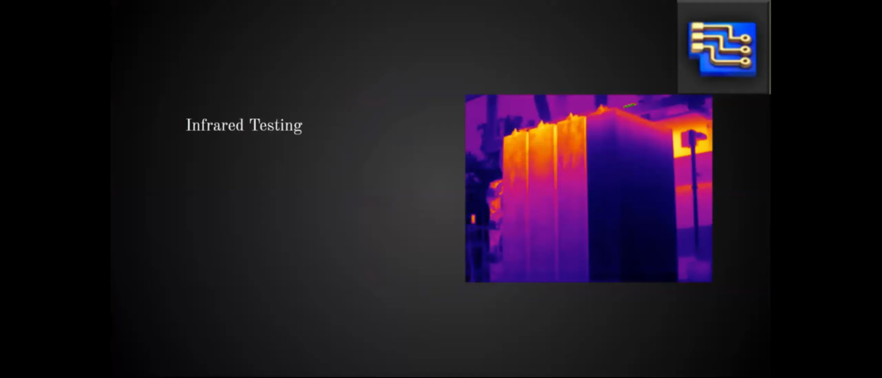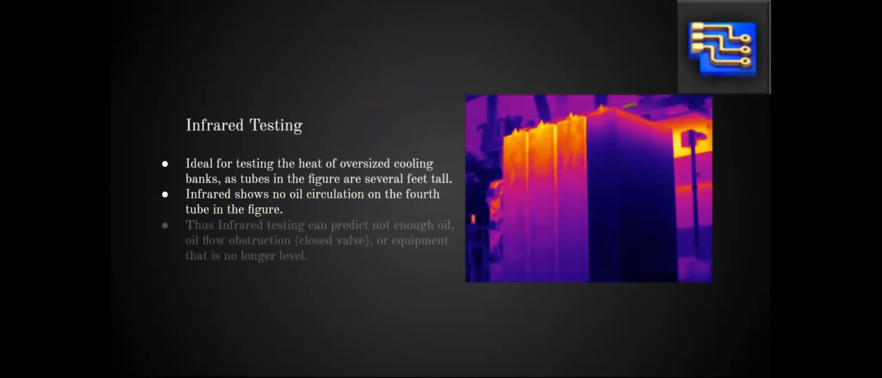And then lastly, we have infrared testing, which is probably one of the coolest things that they have, just because of how simple it is. You can use infrared testing to determine the heat of oversized cooling banks. As you can see in the picture, those are cooling tubes for a transformer. So the one on the far right, you can see it's a lot darker than the others. That's a sign that there's not enough oil flowing through it.